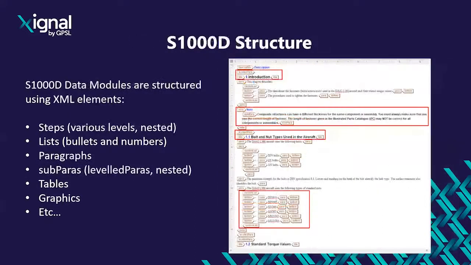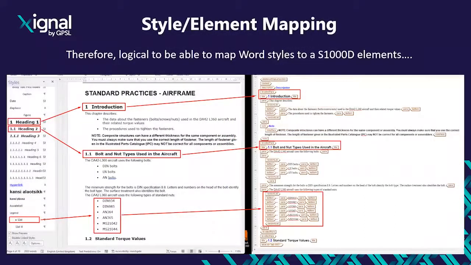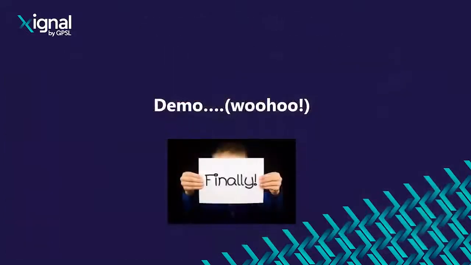And in S1000D, how is that structured? Well, we use XML elements. So we use steps and lists and paragraphs and subparas. So not dissimilar when you think about it. We've got styles for Word and we've got XML elements in S1000D. So therefore, it's logical that we should better map the Word styles to our S1000D elements. And that is essentially what the tool that we've designed and developed does. So let's get into the demo.